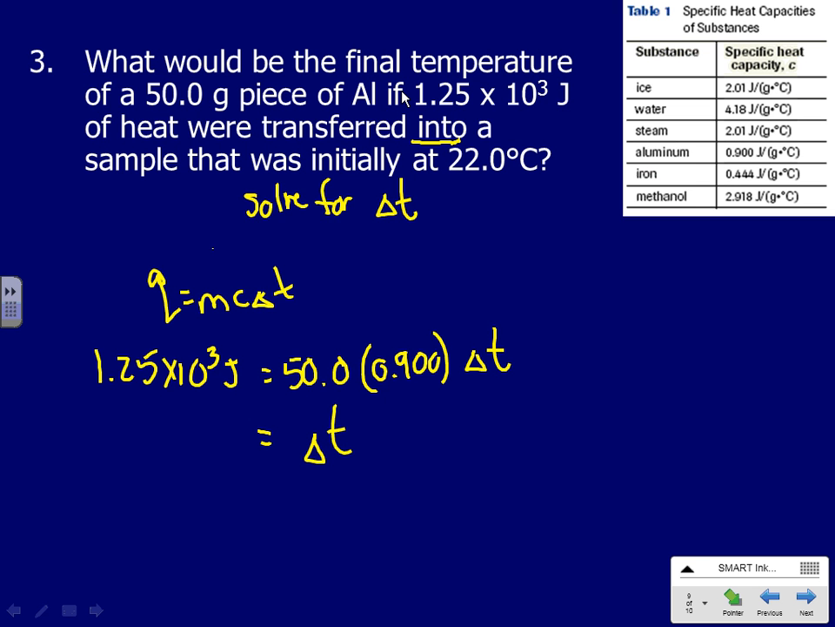If you put money into your bank account, positive. Because energy is going into the aluminum, this is a positive energy transfer. We're putting energy into the aluminum. That means this is positive, and therefore my delta T will be positive, which makes sense. If you're going to put energy into the substance, its temperature is going to go up, a positive temperature change. That implies energy has been added. So what do I get here for an answer?